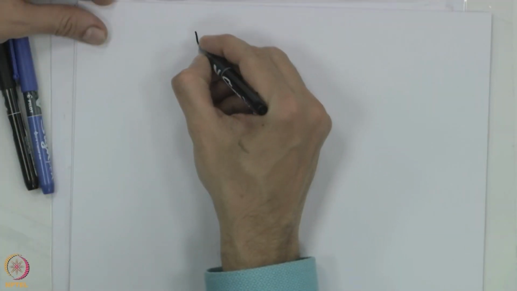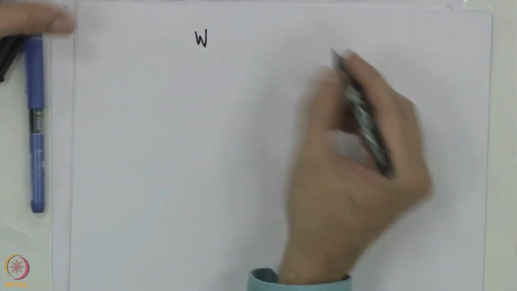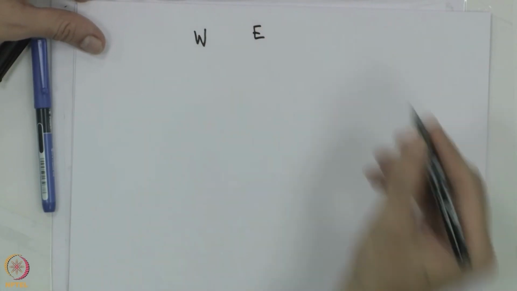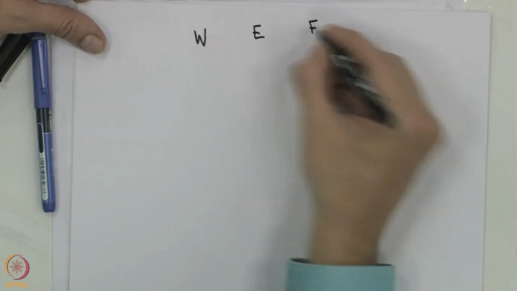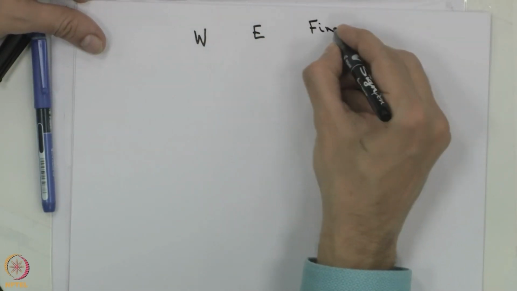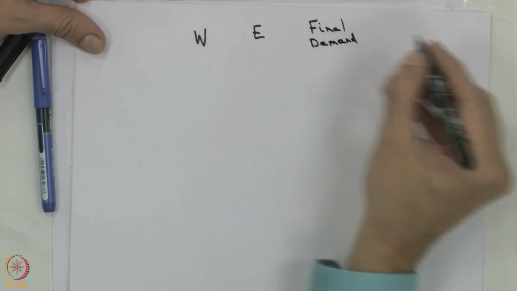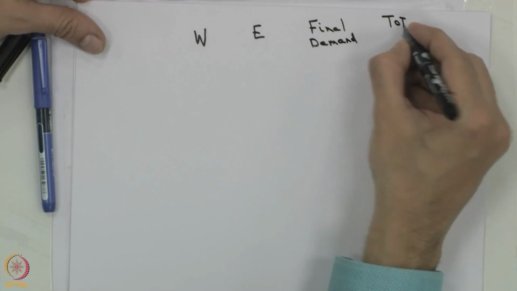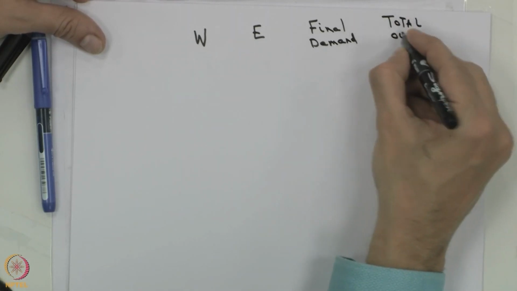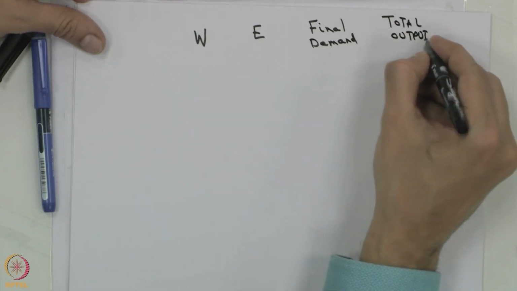So to just give you an example, this is again the example from the textbook, and there are two things here. There is some output of some products which are called widgets, and there is energy, and then there is a final demand that we saw, Fi, and then we have the total output.